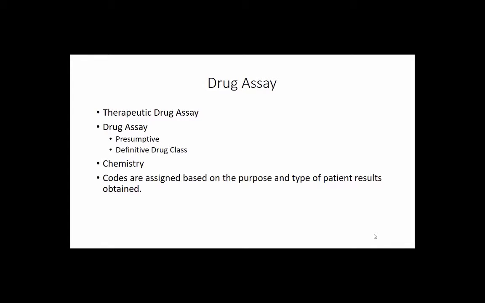A drug assay can be a therapeutic drug assay, a drug assay that is presumptive or definitive, the chemistry, and your codes that you assign are based on the purpose and the type of patient results obtained. Evocative and suppression testing is when the physician determines a baseline and then gives an agent and then notes what effect that had on the body.